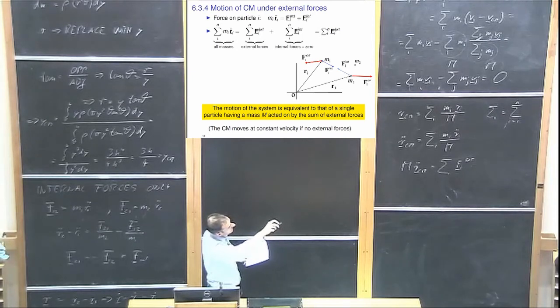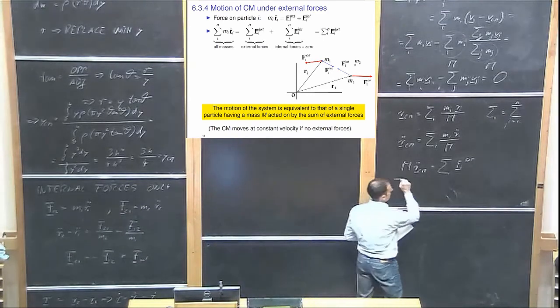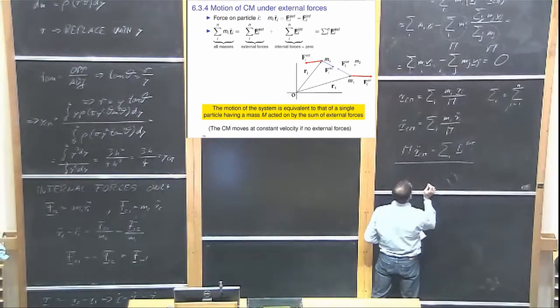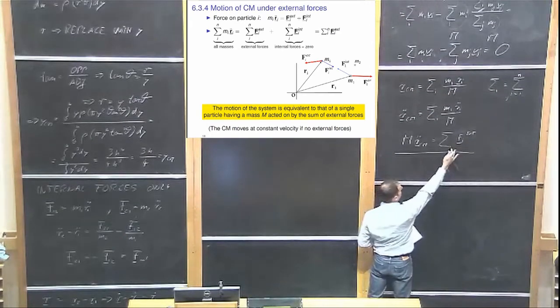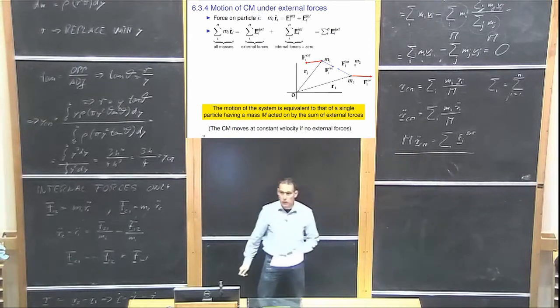So the motion of a system is equivalent to that of a single particle having a mass M acted on by the sum of all external forces. So the center of mass moves with a constant velocity if no external forces, that we've done before. But here now we have some kind of resulting external forces, this sum here, and if we work that out, we end up with this term as the equation of motion, because we have again some kind of force. The sum of all forces equals mass times the acceleration. So we're back to Newton.